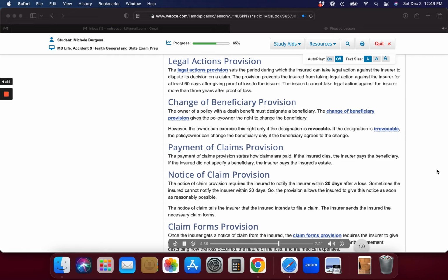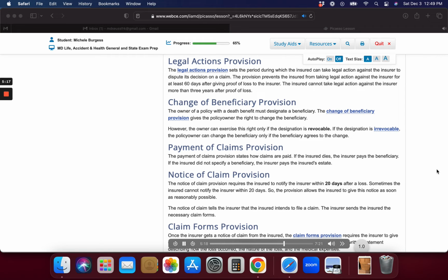Claim forms provision. Once the insurer gets a notice of claim from the insured, the claim forms provision requires the insurer to give claim forms to the insured within 15 days. Otherwise, the insured can instead submit a written statement describing how the loss occurred, the nature of the loss, and the medical expenses.